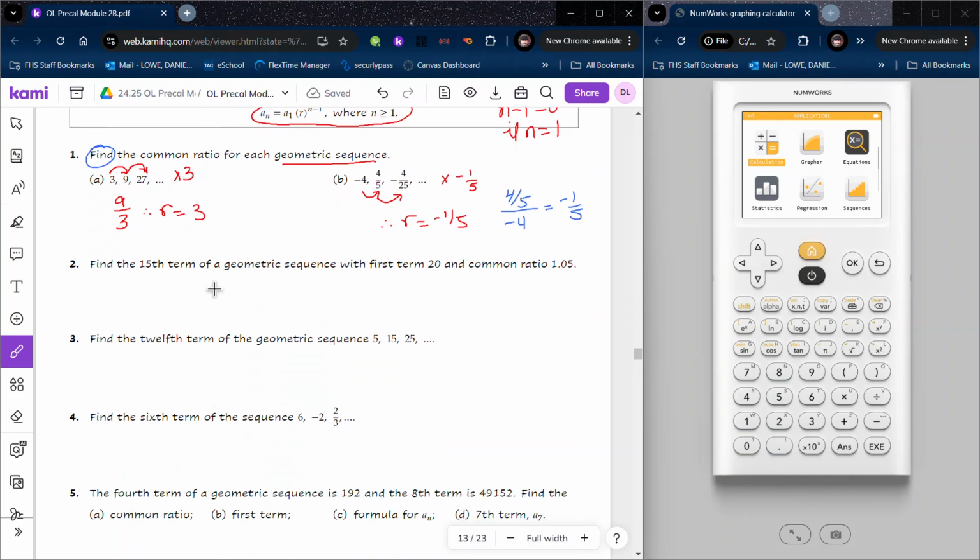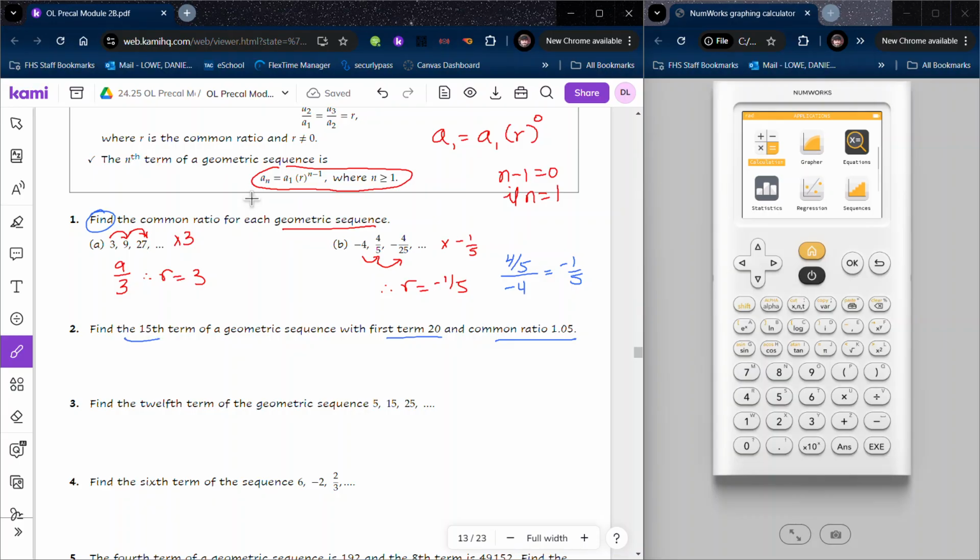And if we see the command term find, then it is necessary for us to show some work. Continuing. The 15th term of a geometric sequence with the first term 20 and the common ratio 1.05. Well, if we want that 15th term, we're going to use the formula that we just talked about. We're going to say, hey, a sub 15 is going to be that first term 20, and then times 1.05, that common ratio, raised to the 15 minus 1 power. Right? Basically what that's saying is we need to multiply by 1.05 14 times to get from our first term all the way to our 15th term.